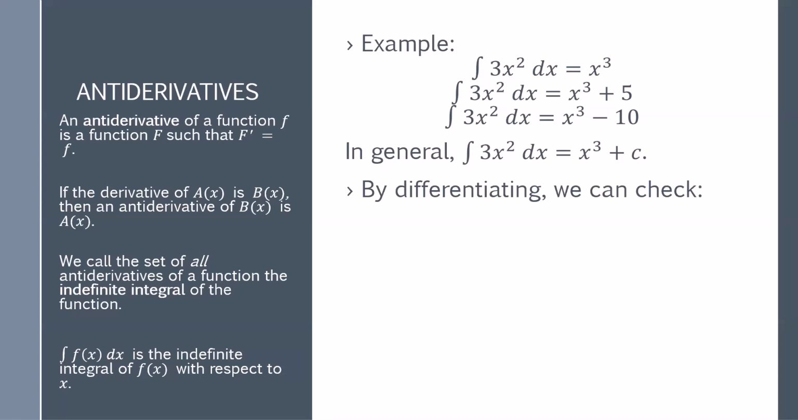And here's the good news. We can check this calculation by just differentiating. For example, the integral of x dx is x squared over 2 plus a constant. By differentiating x squared over 2 plus c, we get 2x divided by 2 plus 0, which is equal to x. And so we've just verified our answer.